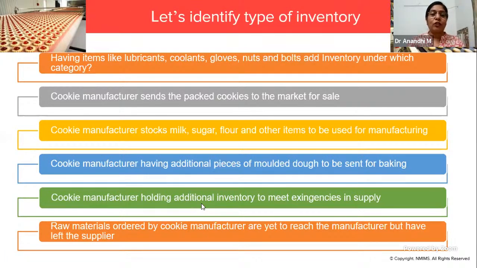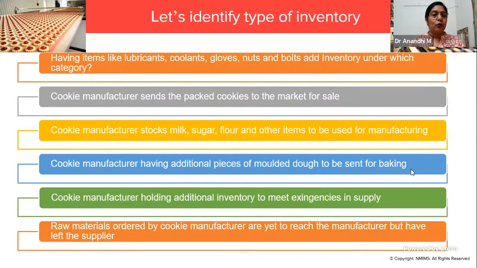A cookie manufacturer holding additional inventory to meet exigencies in supply, your upstream supply. So that is a safety stock, correct? Broadly classified as the safety stock, because you will always design or keep the safety stock level, keeping the lead time and demand into consideration. Yeah, you can give any name, excess inventory, safety stock. Otherwise, in supply chain terms, we call it a safety stock.